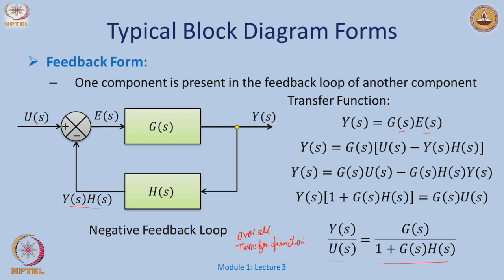Between Y and U, given these individual transfer functions here, the forward transfer function block has G of S, the feedback one has H of S, and this is the overall transfer function from U to Y as G of S over 1 plus G times H.